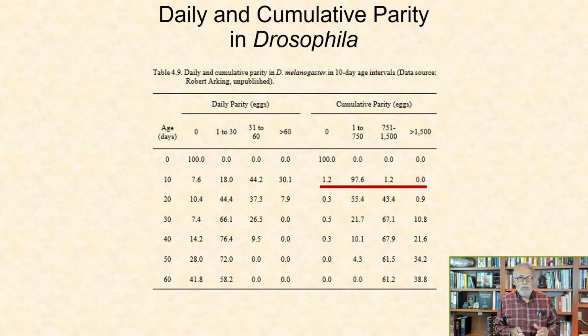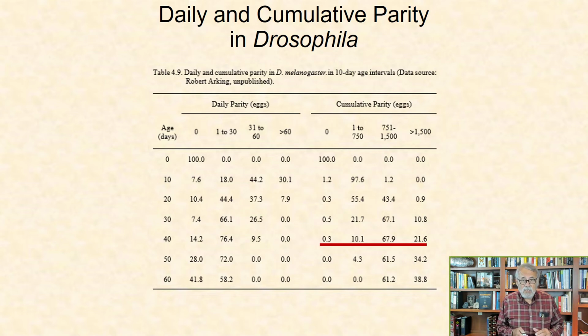By age 10, there's a small percent that still have not produced any eggs, but over 97% have produced 1 to 750 eggs. By age 40, there's still a tiny percentage that have produced no eggs, but over 2/3, or 67.9%, have produced between 750 and 1500 eggs. Over 20%, or 1 out of 5 females, have produced over 1500 eggs by this age.